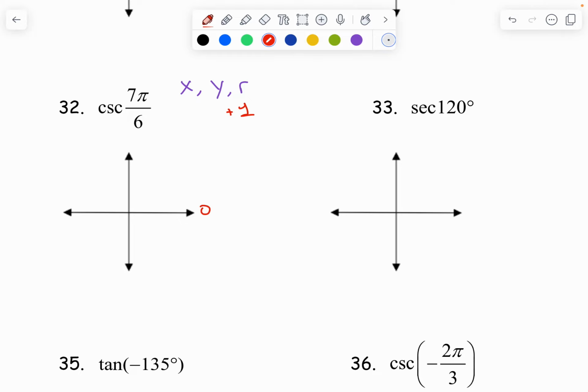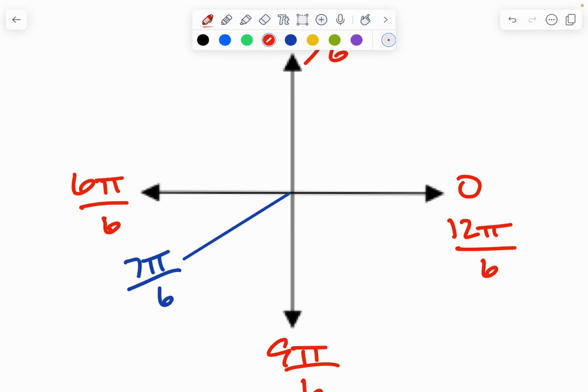So if this is 0 and this is 6 pi over 6, that makes this 3, this 9, and a full circle 12. Now I'm only looking for 7, which is going to be between 6 and 9, but closer to 6. Once we get here, I'll zoom in. We want to go to this point, draw a line to the x-axis, and create that right triangle.